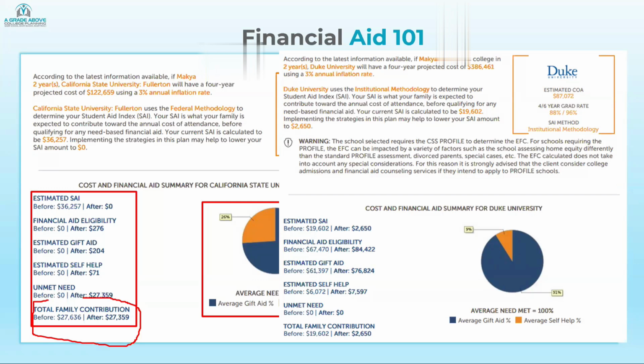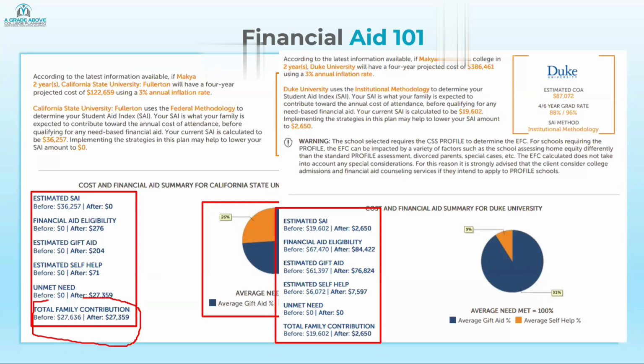But also notice in the bottom right hand corner, that box again, look at their SAI, right? The SAI is about 50% less, $19,000 before and down to 2,600 after. But if we just focus on the before SAI, why is that? Why at one college it's 36,000, at another college it's under 20? Well, because they have two different formulas. They're looking at two different things.